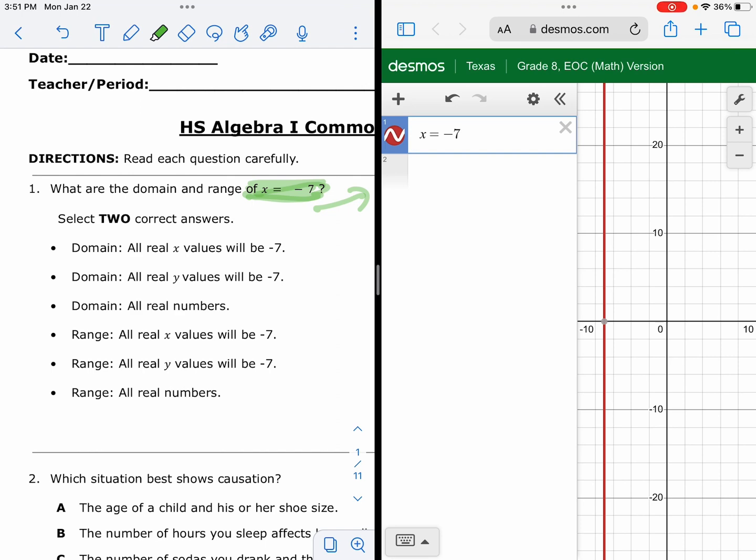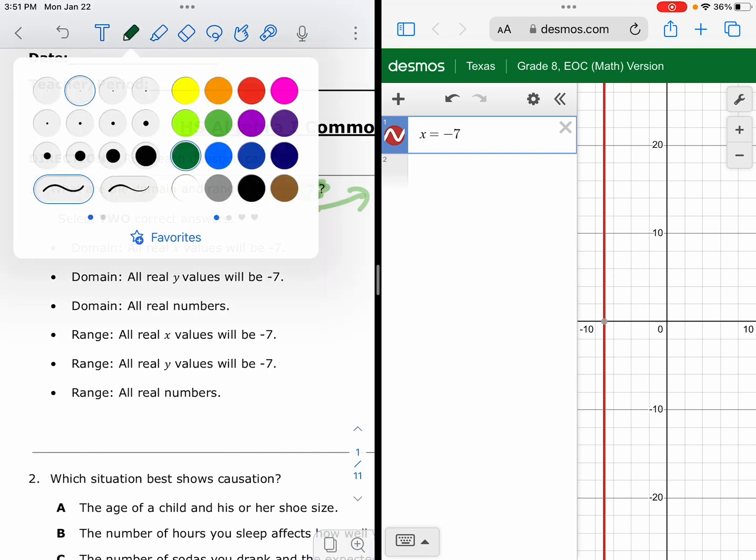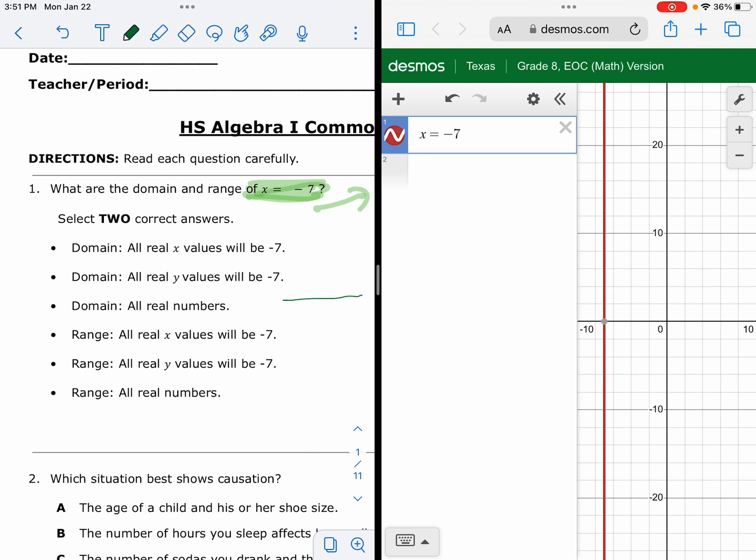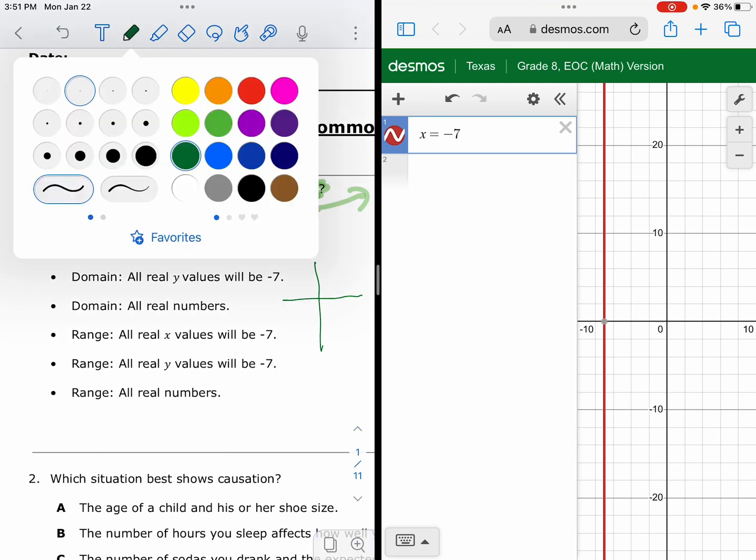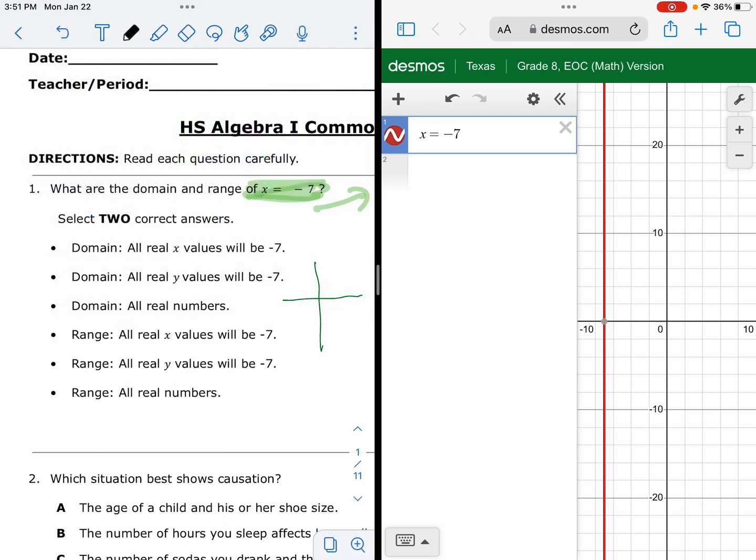So guys, I have a vertical line going up and down. I'm going to sketch this on my paper so that I can highlight it. So I have a vertical line going up and down. That's x equals -7, okay?